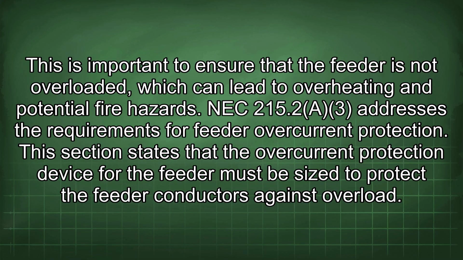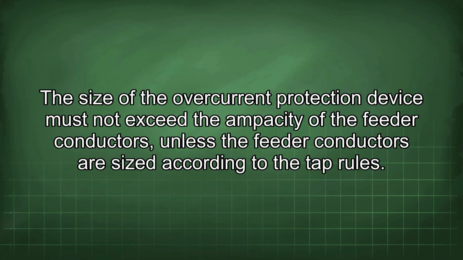NEC 215.2(A)(3) addresses the requirements for feeder overcurrent protection. This section states that the overcurrent protection device for the feeder must be sized to protect the feeder conductors against overload. The size of the overcurrent protection device must not exceed the ampacity of the feeder conductors, unless the feeder conductors are sized according to the tap rules.